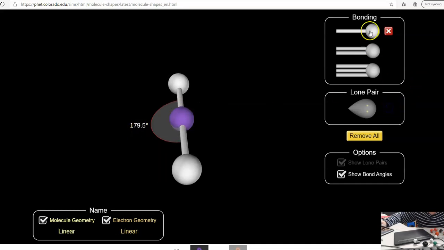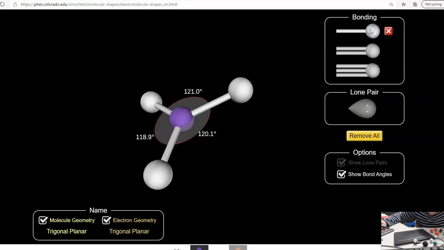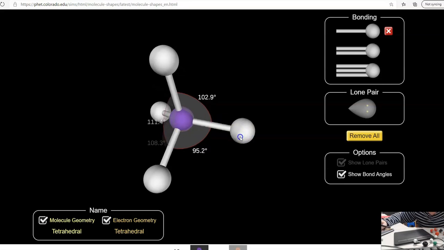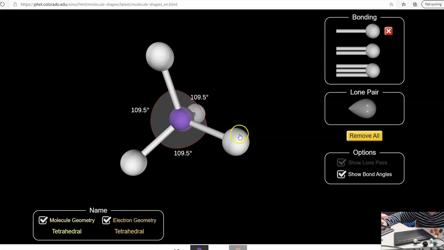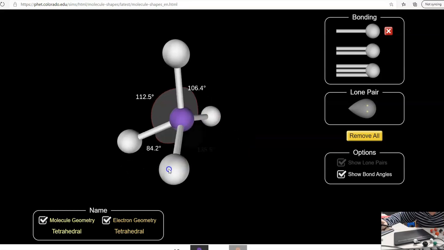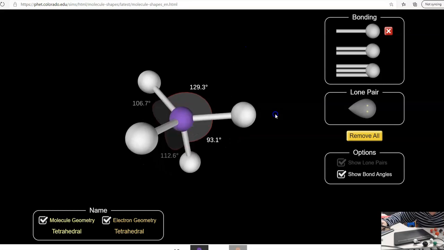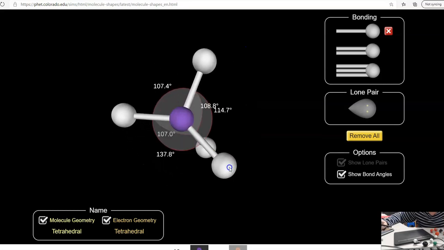So what if I want to put 4? Well, there's your 109.5. It's a cool simulation because unfortunately you can't build it in person, but at least you have something to help you with this. And look, if you click on one of the atoms, hold it down, right click, you can move this guy around so you can see the different points of view. It's a very, very cool simulation.